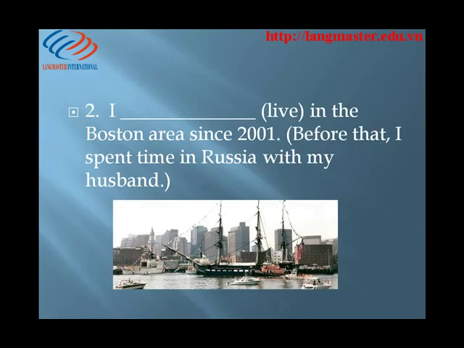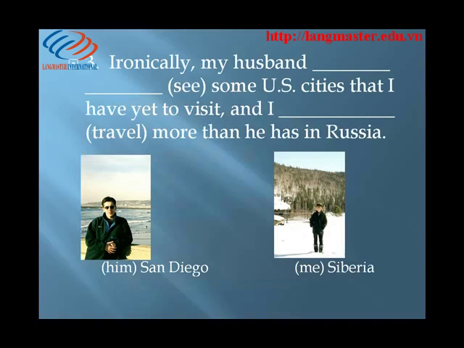Try number 2 by yourself. Answer: I have lived in the Boston area since 2001. Before that, I spent time in Russia with my husband. Now using a contraction, that first sentence changes to, I've lived. Now try number 3. Answer: Ironically, my husband has seen some U.S. cities that I have yet to visit, and I have traveled, or I've traveled, more than he has in Russia.